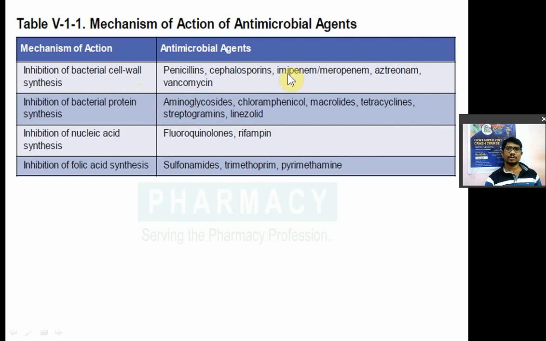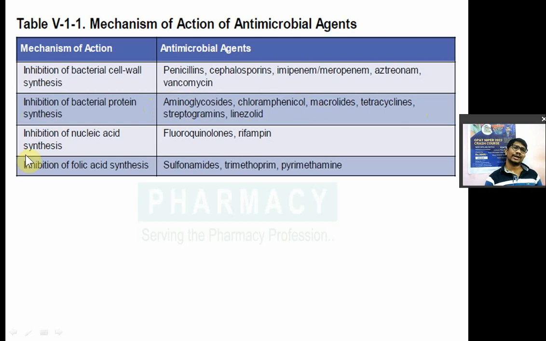Now penicillin, cephalosporins, all the beta-lactam antibiotics, they inhibit synthesis of peptidoglycan, that is, cell wall synthesis. Okay. Now those antibacterial drugs which inhibit the protein synthesis are known as aminoglycosides, chloramphenicol, macrolides, tetracyclines, streptogramins and linezolid. So we are going to see the classification of these drugs in detail in today's session.